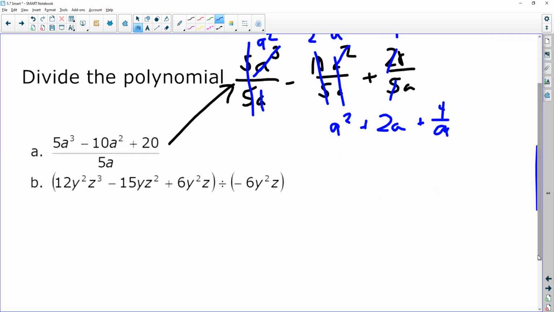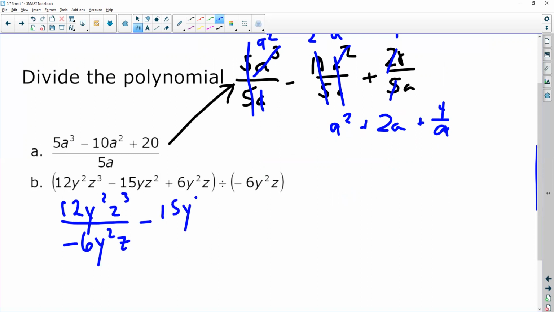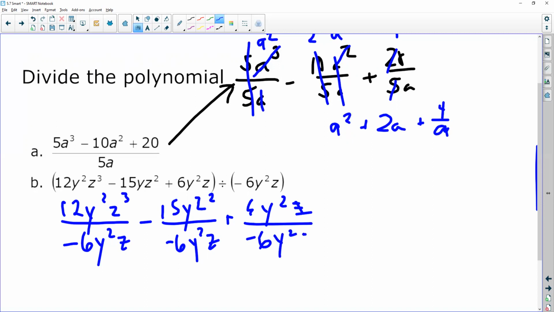This one is written differently, but it's the same exact thing. When I divide by, it's just the same as writing it as a fraction. So I'm going to write these each as individual fractions. 12yz cubed divided by negative 6y squared z, minus 15yz squared divided by negative 6y squared z, and then plus 6y squared z divided by negative 6y squared z.